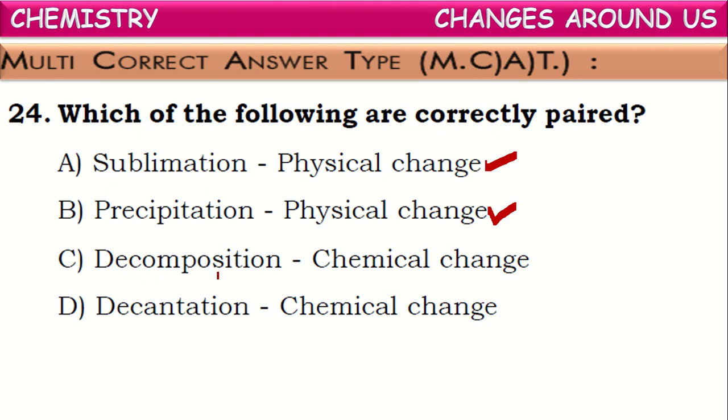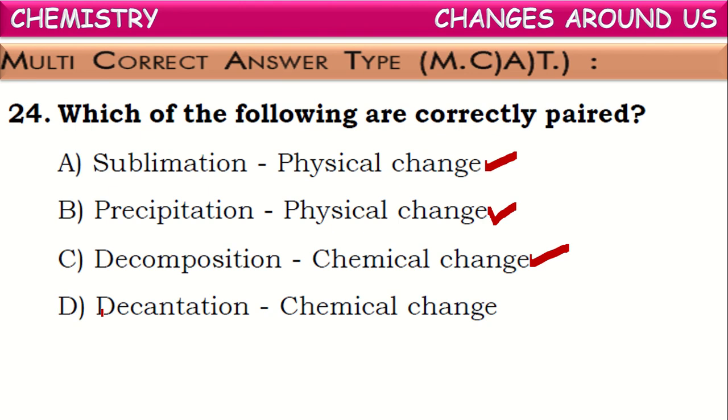Next one, decomposition reaction. What does decomposition mean? We have studied in the types of chemical reactions that the reaction in which a single substance decomposes to form two or more simpler substances is called a decomposition reaction. Meaning in this change, new substances are formed. As new substances are formed, this change comes under chemical change. It is correct. What about the next one?